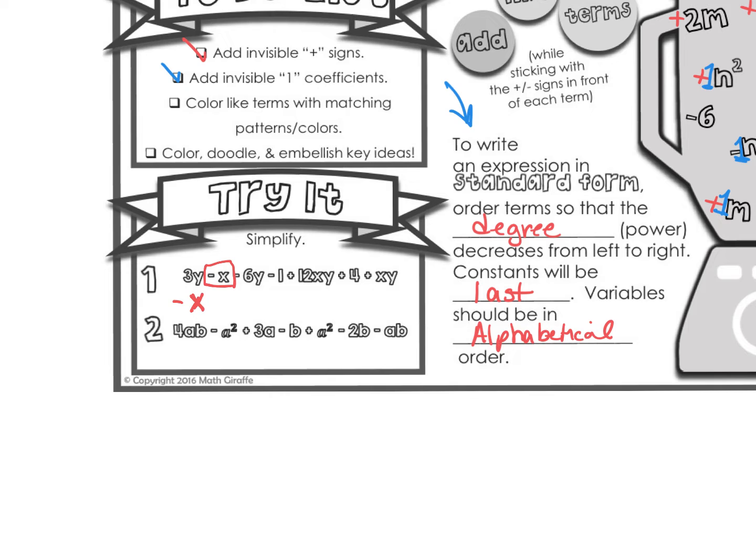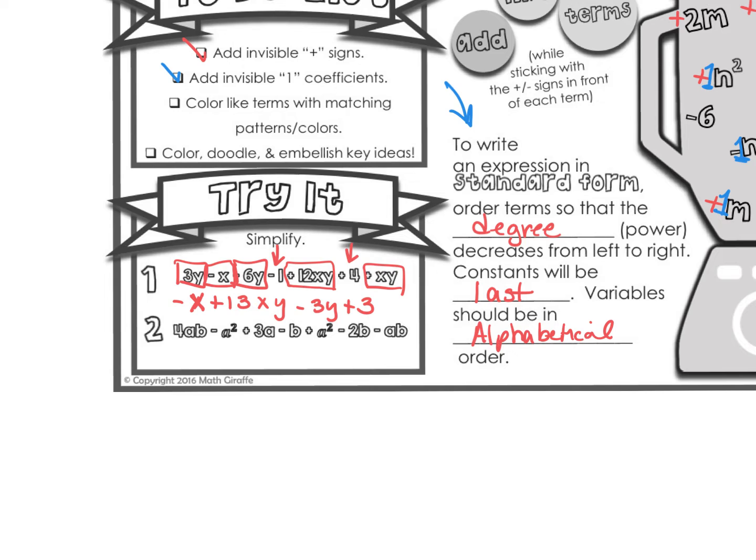Then we have some things that have 2 letters, which is 12xy and xy, and when we put those together, we get plus 13xy. Then there are no more two letters, but the y's are by themselves. So 3y and negative 6y, so that's going to be negative 3y. And then we have positive 1 and positive 4, so that's going to be positive 5.